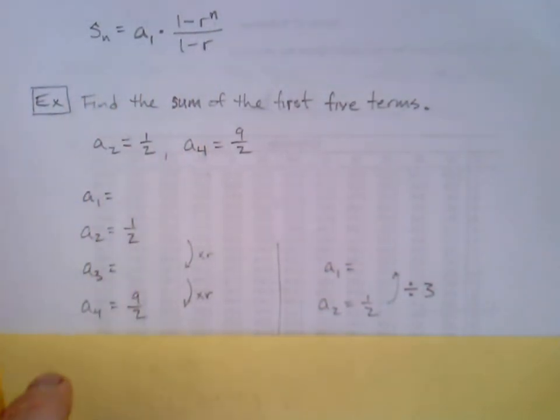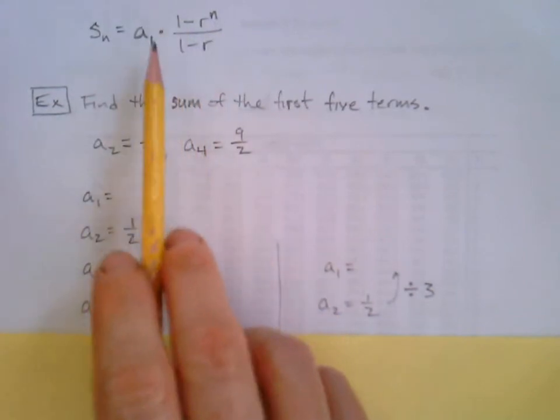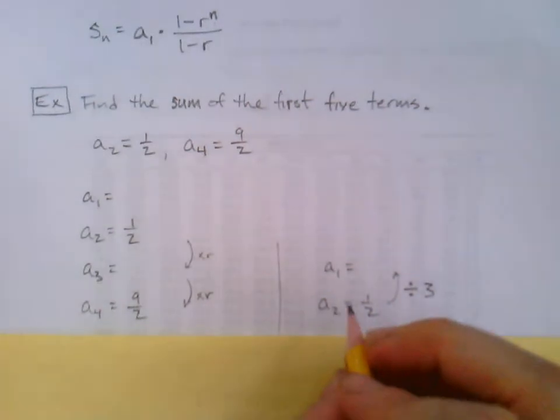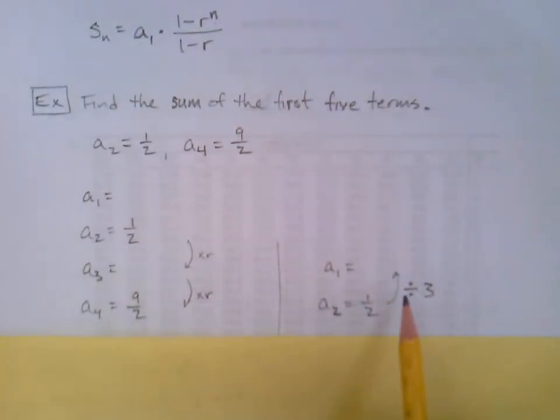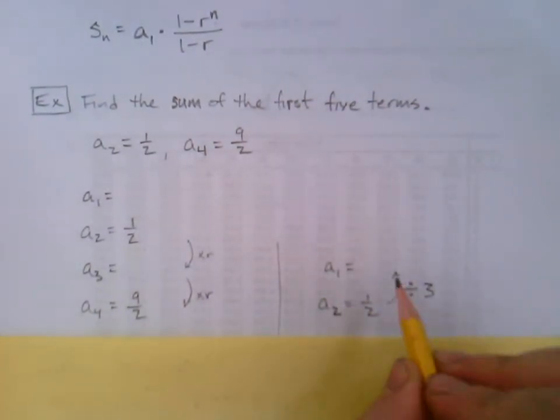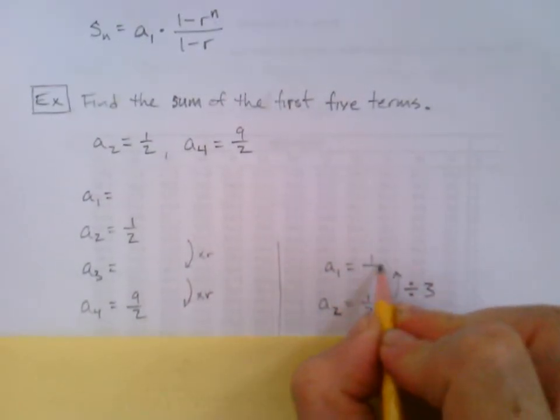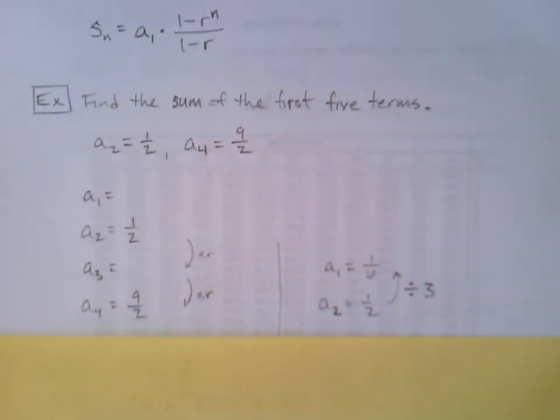So very different formula, right? A1, and then this big fraction. Yeah, not going to explain it. Okay, so what is A1? Well, we can do that backwards thing, right? So if A2 is 1/2, then if we work backwards with R equals 3, we should divide. That will give us A1 equals 1/6. All right, 1/2 divided by 3.